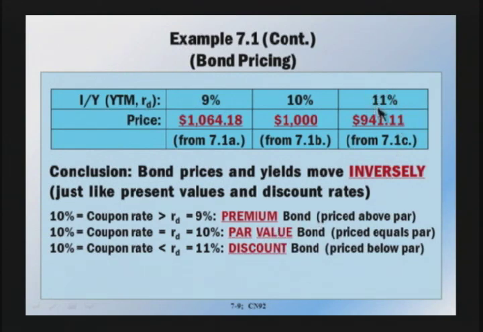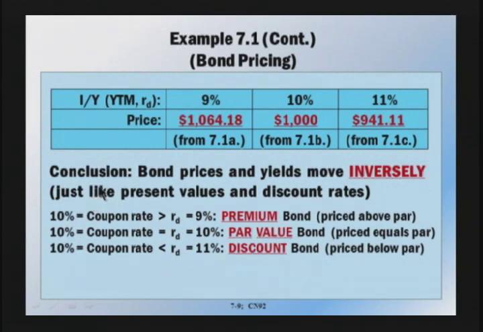When you discount the cash flows at the higher 11% rate, a rate above the bond's coupon rate, then you see the bond sells at a discount of $941 price, which is below its par value of $1,000. So you got a discount price in this case when you discounted the cash flows at 11% instead of 10%.